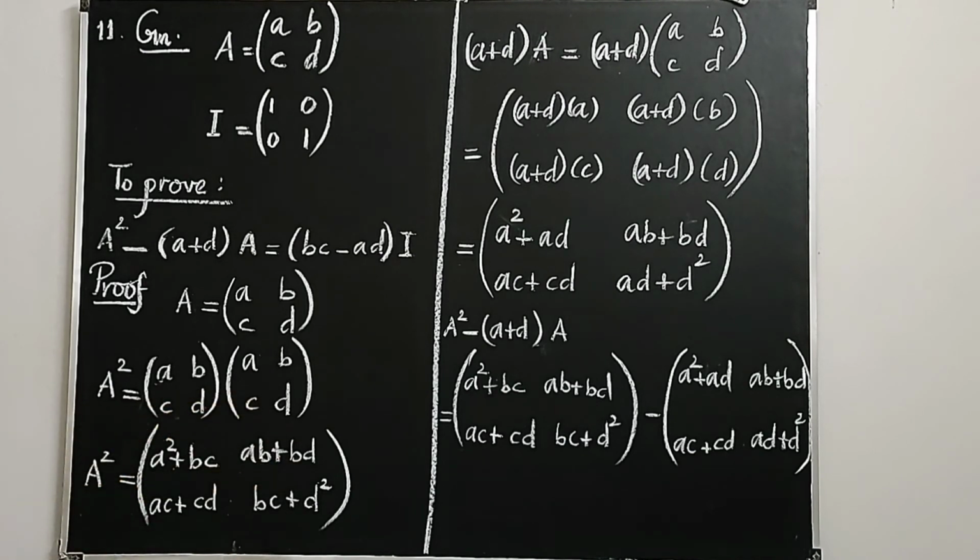Children, see how differently it comes. If you directly square it up, what will be there? A square, B square, C square, D square, then it will be completely wrong. So, correctly find the square of the given matrix by multiplying it by itself.